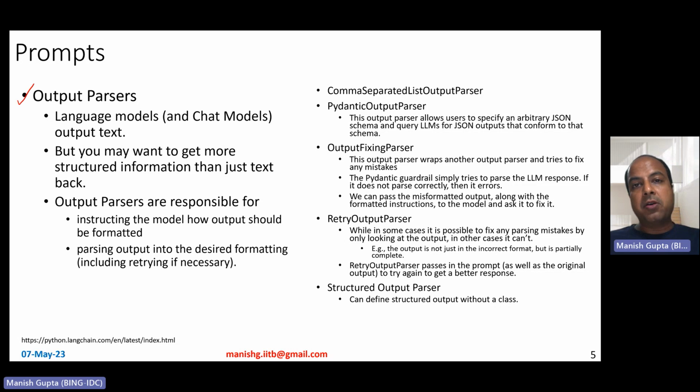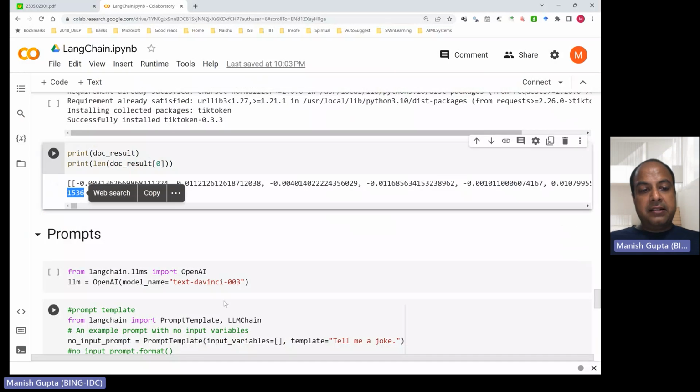So language models and chat models output text, but many times you want this text to be structured in nature rather than just unstructured text. So output parsers are responsible for instructing the model how the output should be formatted, and also for parsing the output into the desired formatting, including retrying if it is required. Okay, so let me show you some examples of prompts.